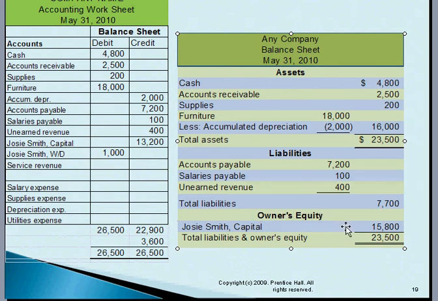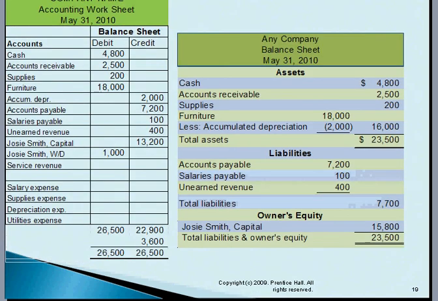Owner's equity is our third category of our accounting equation. Josie Smith, we got the $15,800 from where? The statement of owner's equity. We'll add that to the liabilities to come up with $23,500. Again, well, they didn't do it here. I don't know why not, but we should have a dollar sign here at the $7,700 and down here at $23,500. And again, the double underline.